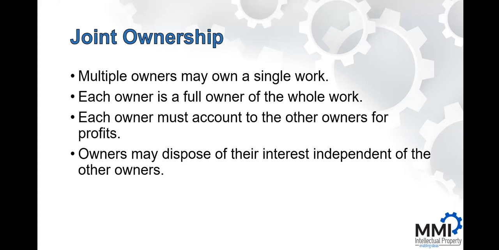Each owner is a full owner of the whole work, and each owner must account to the other owners. So if John, Paul, Ringo, and George, well, the Beatles no longer, some of them are dead, they may independently dispose of their interest in any way that they like without accounting to the other owners for the sale of their ownership interest. But they do have to account to other owners for what they do with the profits that they garner from the exploitation of that work. So if there's no agreement between the four of them to coordinate how they profit from their catalog, they could each individually do what they want with it. And there's nothing that the other person could do.